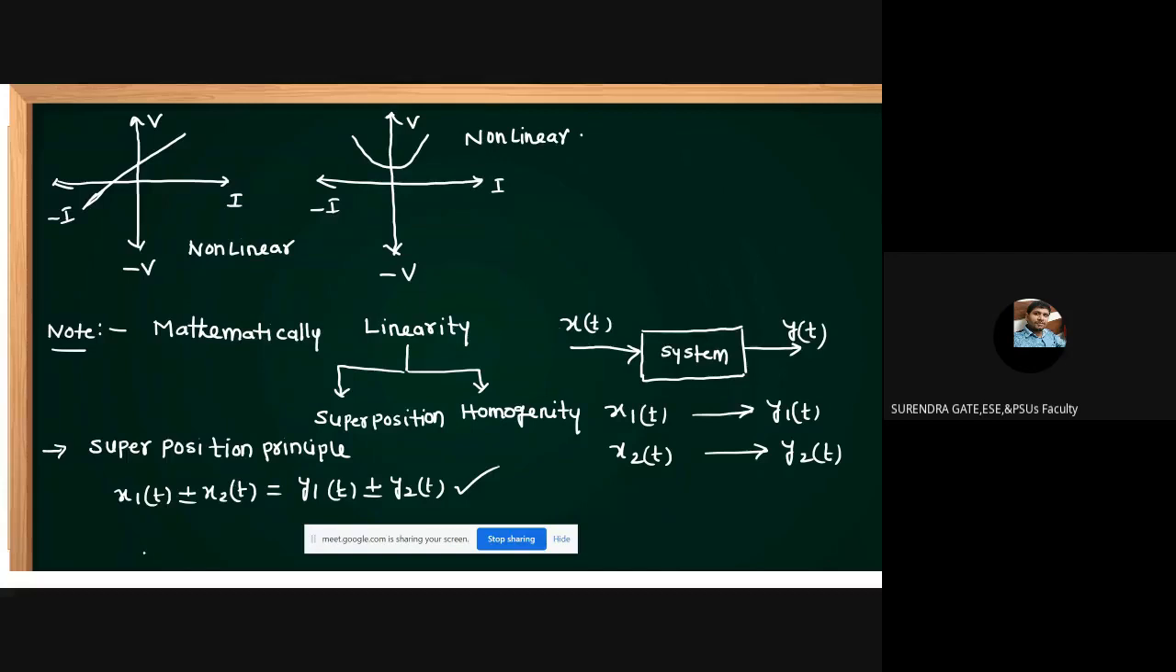This is the superposition principle: the sum of the inputs must be equal to the sum of the outputs, and the difference of inputs must be equal to the difference of outputs. Then we can say that that is the superposition. Then what is the homogeneity, students? What is the principle of homogeneity?